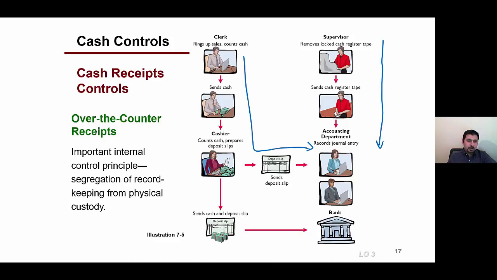The two amounts, the one from the information from the deposit slips and the information from the cash register, should be equal. Otherwise, that would indicate there was some cash missing.